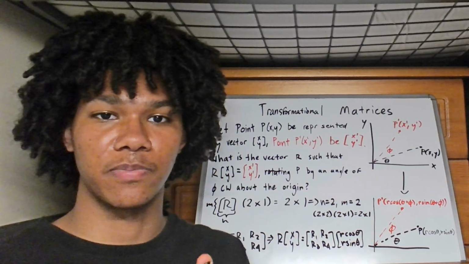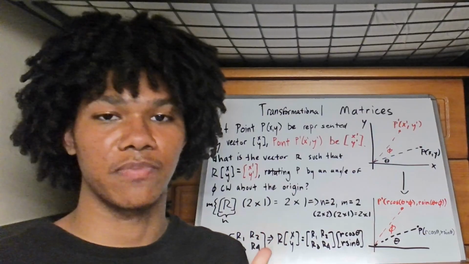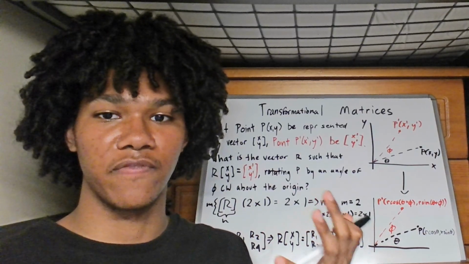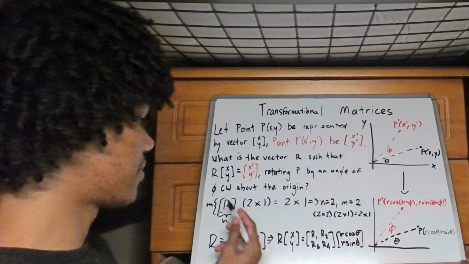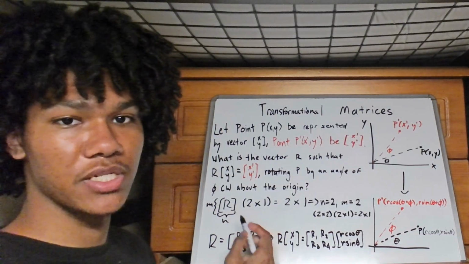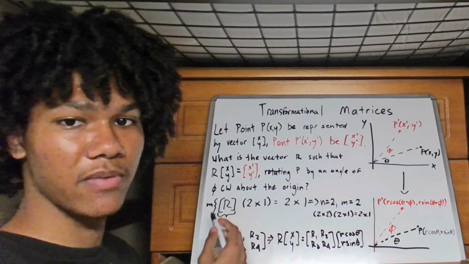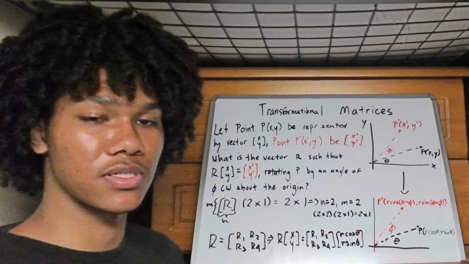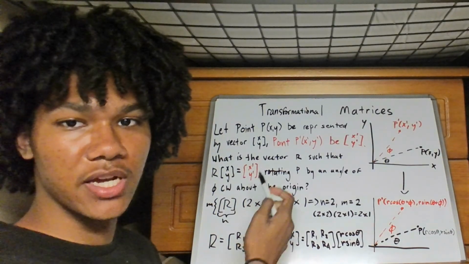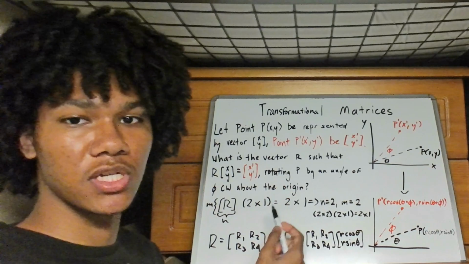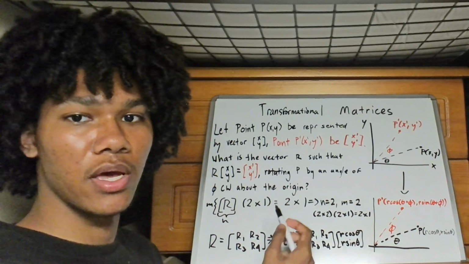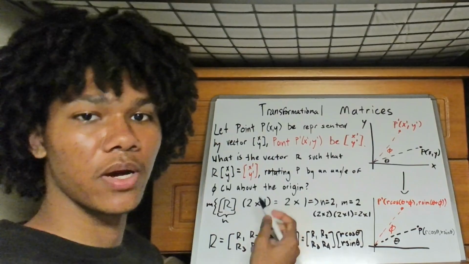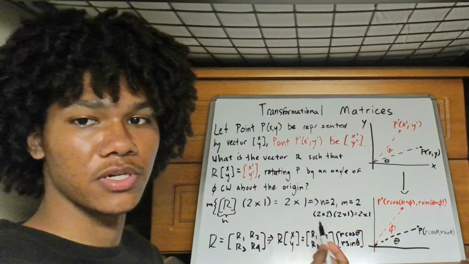Now, first we have to prove that such a matrix even exists, and then if it does exist, we can find what exactly it is. If we have a matrix, it's going to have m rows and n columns, so it's going to be an m by n matrix. Our column vector is going to have 2 rows and 1 column, so it's going to be a 2x1 matrix. And what we want is this multiplication to result in a 2x1 vector or matrix.